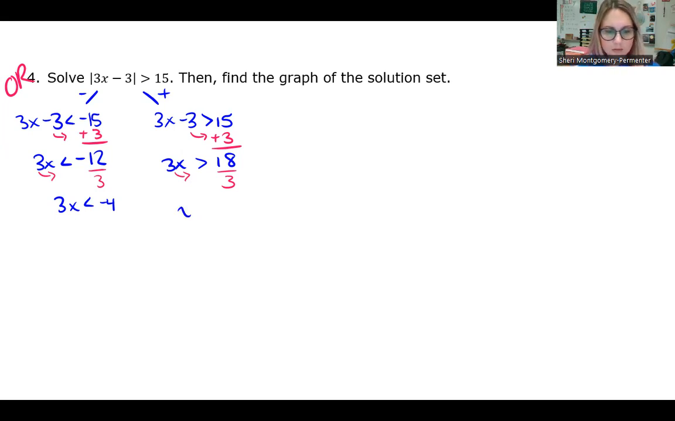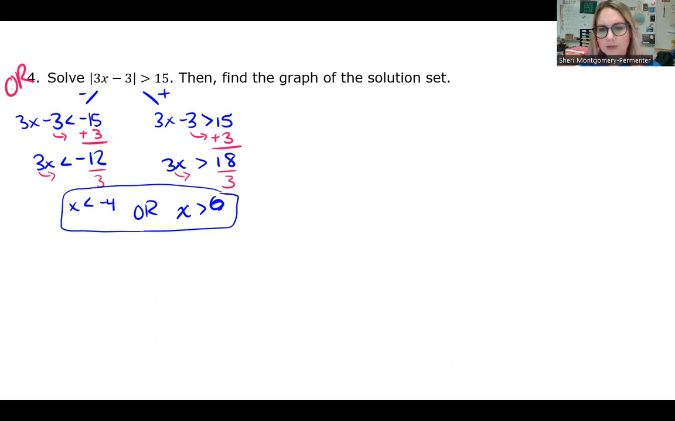And then 18 divided by 3 is 6. It says that you want to find your solution and then you want to graph it. So my solution is, oh, I don't know why I wrote down the 3. That shouldn't be there. So it is that or that. So that is my solution.